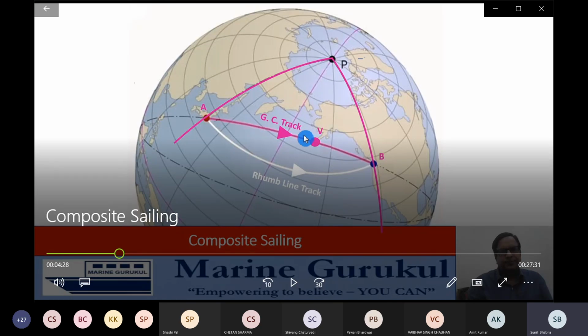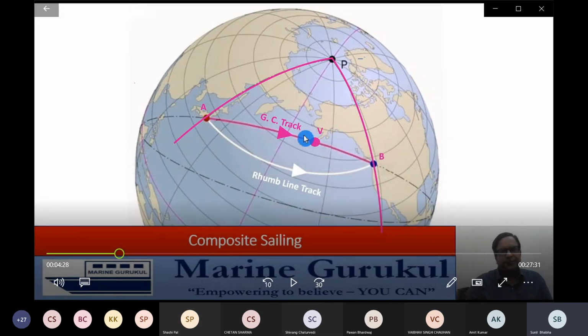Now we will see these things on the Mercator chart. How do they appear on the Mercator chart? And we will also have a peek into how these tracks appear on a gnomonic chart. So we will see them on all the three projections.